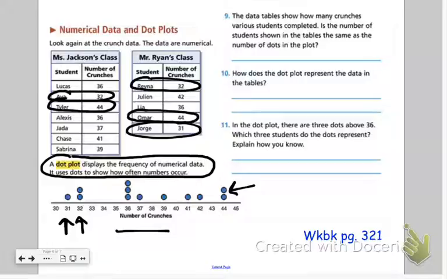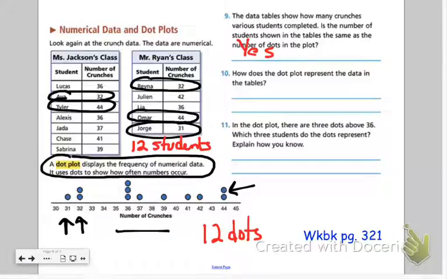The data tables show how many crunches various students completed. Is the number of students shown in the tables the same as the number of dots in the dot plot? Well, let's count them and find out. Let's see, in our dot plot we have 1, 2, 3, 4, 5, 6, 7, 8, 9, 10, 11, 12. We have 12 dots. And in our tables here we have 1, 2, 3, 4, 5, 6, 7, 8, 9, 10, 11, 12. Yep, we have 12 students. So in this case, yes, the number of dots in the dot plot is the same as the number of students in the two tables.